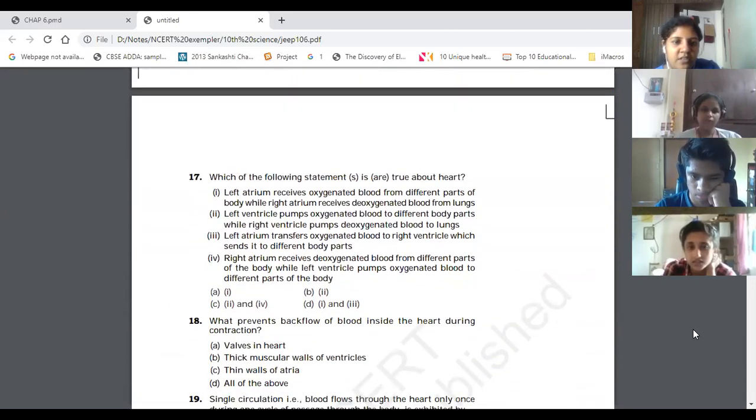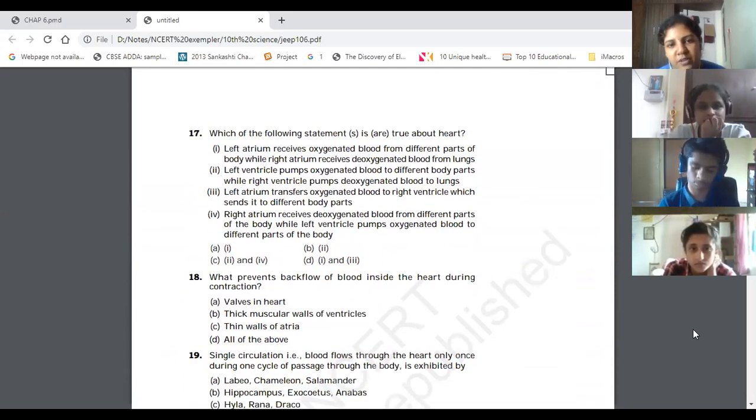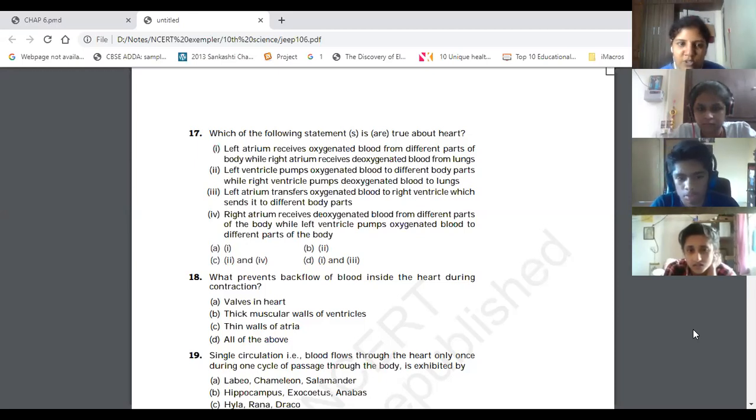Which of the following statements are true about the heart? Left atrium receives oxygenated blood from different parts of the body. Left ventricle pumps oxygenated blood to different body parts, while right ventricle pumps deoxygenated blood to lungs. That's right, the second is a right option. Left atrium transfers oxygenated blood to right ventricle. Completely wrong. Right atrium receives deoxygenated blood from different parts of the body, while left ventricle pumps oxygenated blood to different parts of the body. So that is right. So 2 and 4 are the right options.